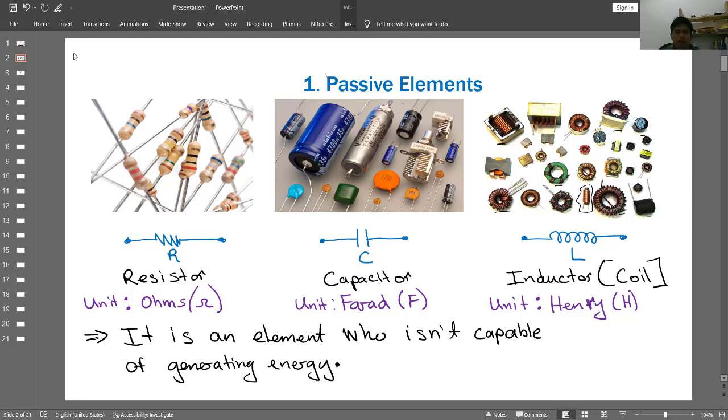Okay, it's not capable of generating energy, so that's the behavior, or that's the role of a passive element in a circuit. Another name it can be called is a load, because it only absorbs power, it does not supply power. So that's very important to distinguish between a passive element and an active element in a circuit, because depending on what type of element it is, it has a specific type of behavior. So let me continue with another slide here.